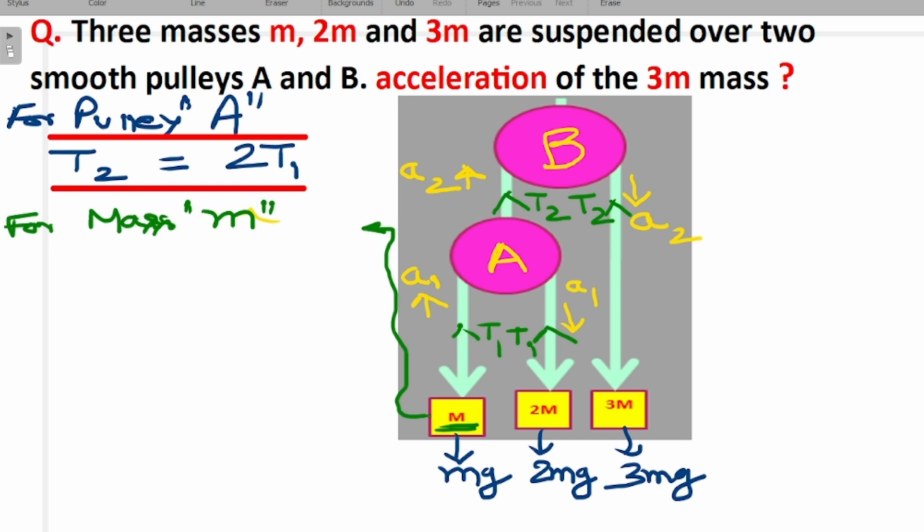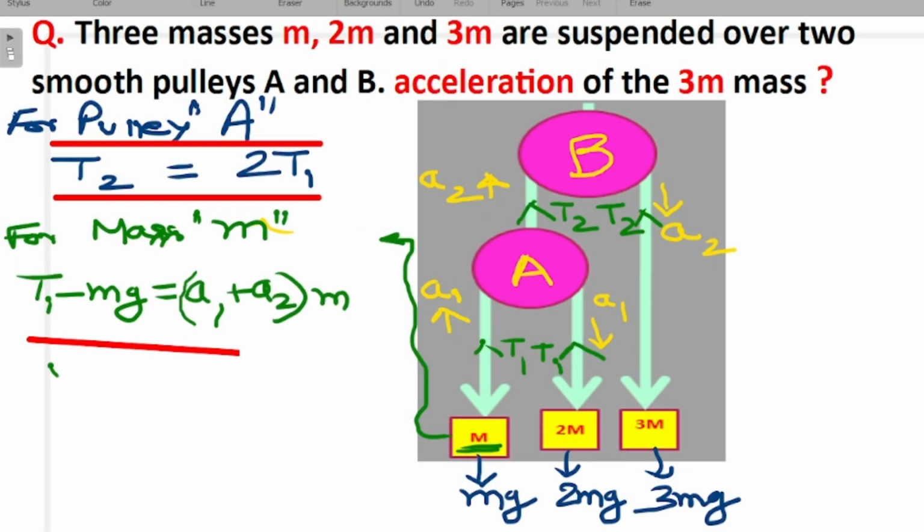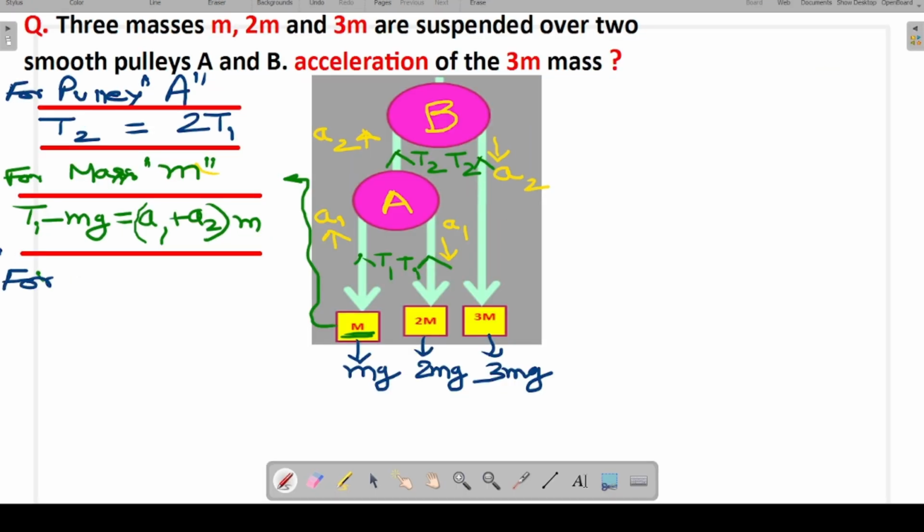Now come to the second body, that is the mass m. For mass m, what are the forces acting on it? Let us calculate. T1 minus mg is the equivalent force acting upward, which will be equal to m into (a1 plus a2). The acceleration of the mass m will be a1 plus a2, because you can see the direction of a1 and a2 is the same, right?